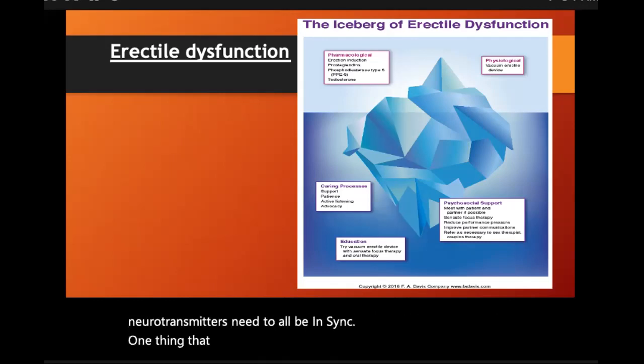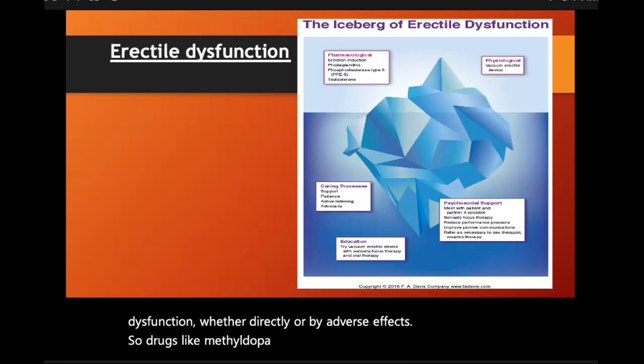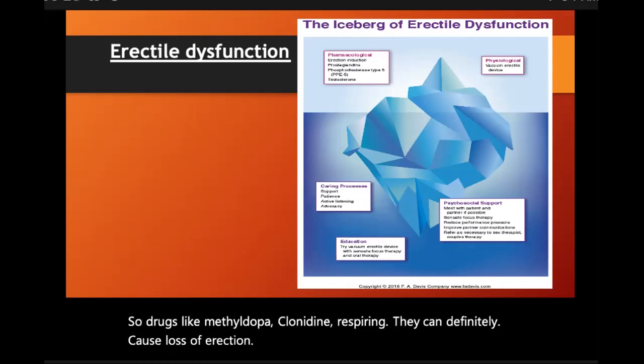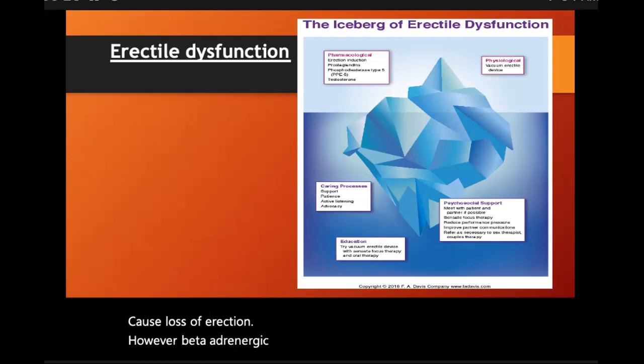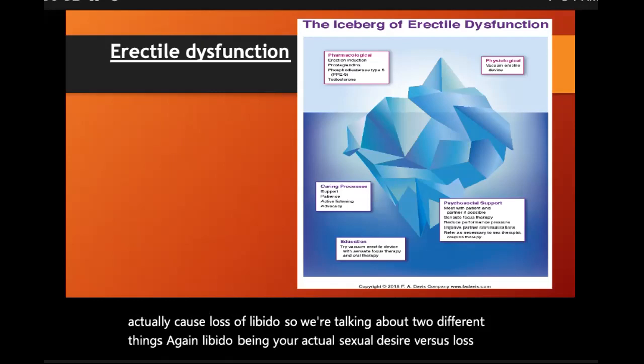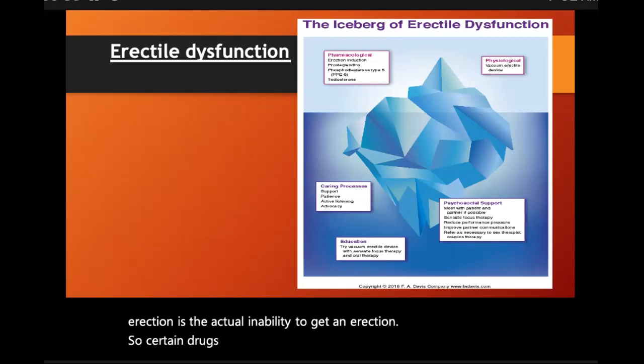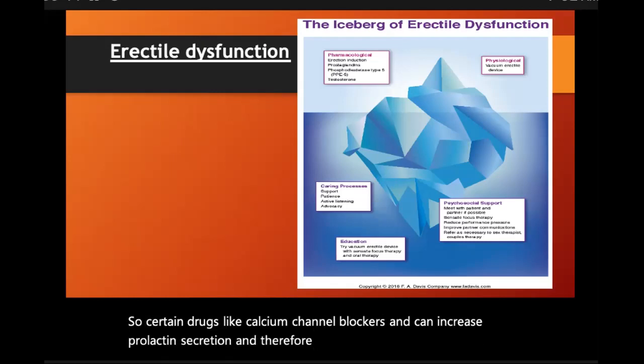One thing that you need to make sure you're aware of is that there are many medications that can be common causes of erectile dysfunction, whether directly or by adverse effects. Drugs like methyldopa, clonidine, risperidone can definitely cause loss of erection. However, beta adrenergic blocking agents and spironolactone can actually cause loss of libido. So we're talking about 2 different things. Libido being your actual sexual desire versus loss of erection being the actual inability to get an erection. Certain drugs like calcium channel blockers can increase prolactin secretion and therefore also cause erectile dysfunction.